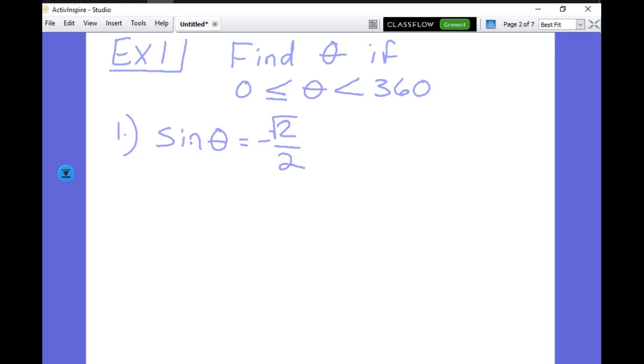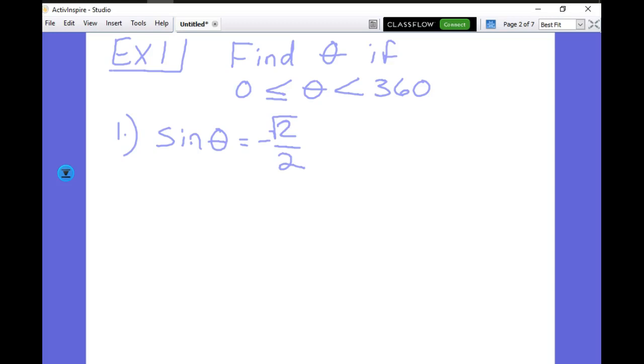Now, you guys, what we're doing today is we're finding the missing angle. Yesterday we did the opposite. I gave you the angle and you found the ratio, right? Today I'm giving you the ratio and asking for the angle. So we're solving for a variable here, in other words, which means that we're solving an equation.